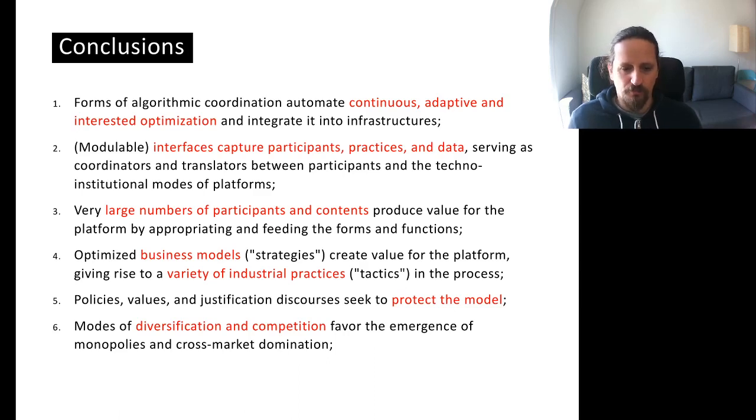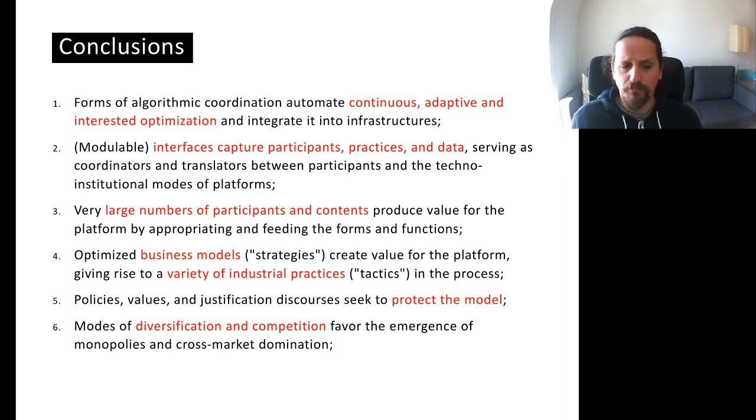Looking more at the economic dimension, we can see the business models and corporate strategies that create value, but then indeed also the variety of industrial practices, different forms of monetization that emerge, not all of them going through YouTube's channels. I mean, Patreon is still, I think, an independent company, right, and not owned by YouTube.